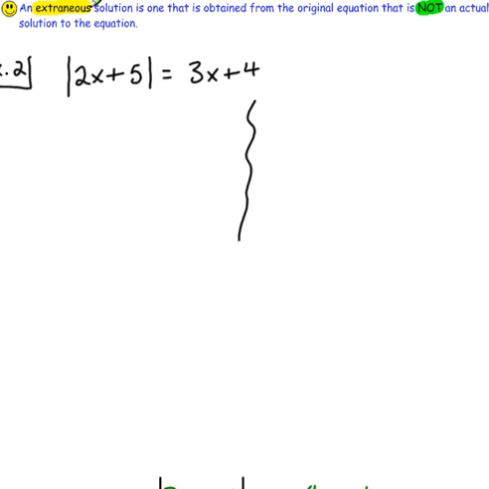Extraneous solution. You'll see that in your vocabulary, in your book. An extraneous solution is one that is obtained from the original equation, but it is not an actual solution to the equation. Okay? I'm going to work an example and show you an example of an extraneous solution. Okay? All right. You ready?